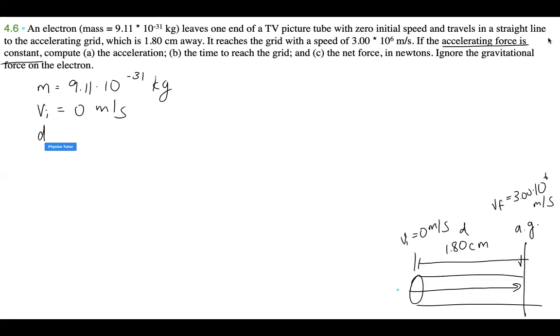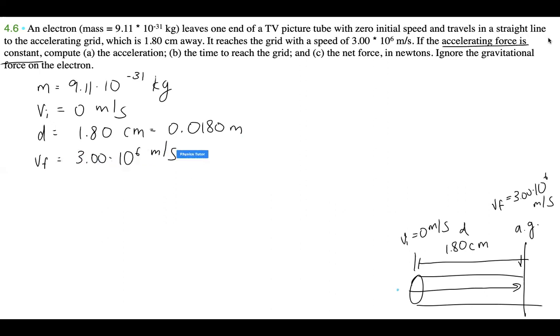The distance it travels is 1.80 centimeters. I'm just going to go ahead and quickly convert this. So centimeters to meters is divided by 100. It's going to be 0.0180 meters. And then VF is equal to 3.00 times 10 to the 6 meters per second.